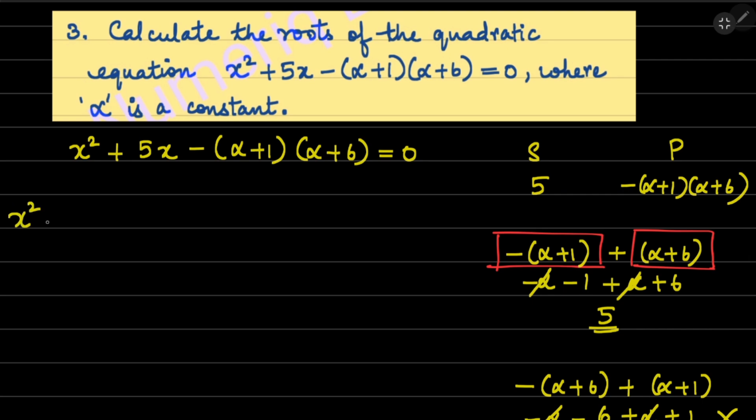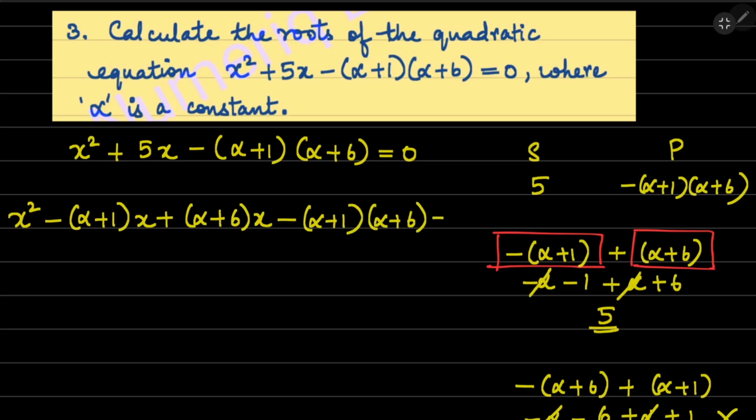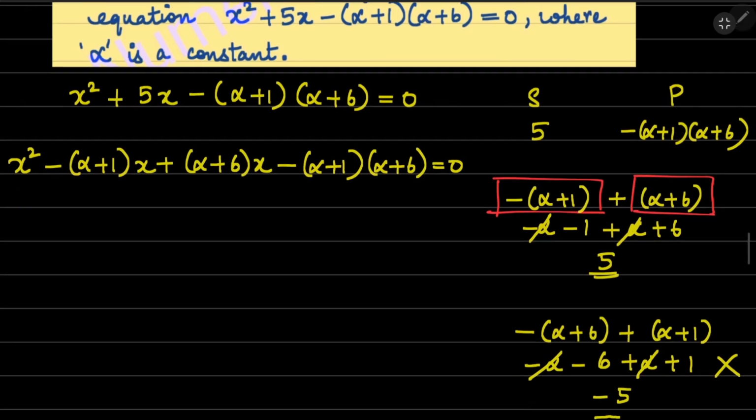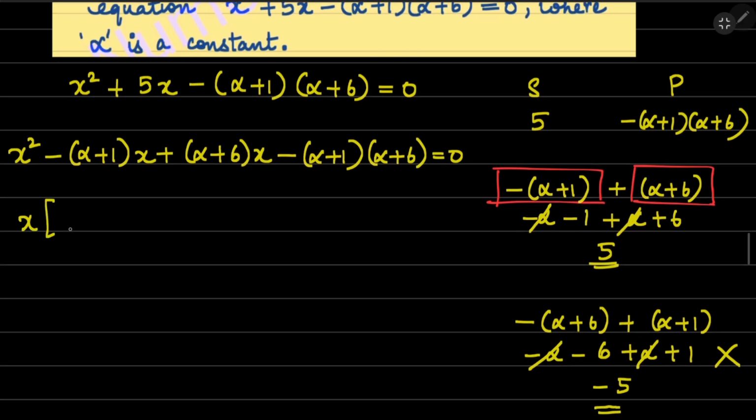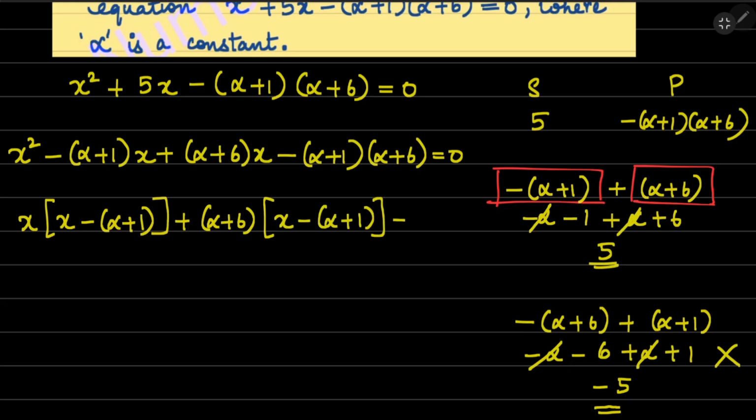So you have x square. In place of plus 5x, I'm going to write the terms that we just got: minus of (alpha plus 1) into x plus (alpha plus 6) into x minus, what is it, (alpha plus 1) into (alpha plus 6) equal to 0. Okay, so from the first two terms, I can take x common out. So you have x minus (alpha plus 1) remains, plus, again (alpha plus 6) common out, x minus (alpha plus 1) remains, equal to 0.